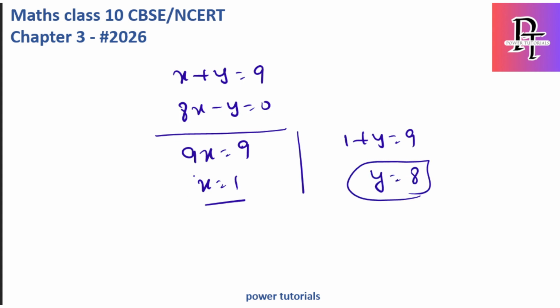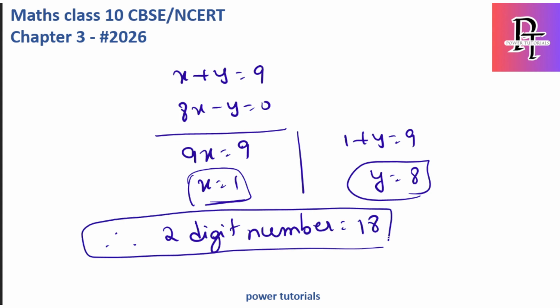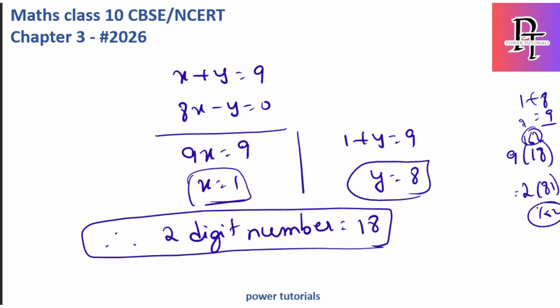So that 2-digit number is, therefore, 18. You can also cross check. Sum of digits is 9. 1 plus 8 is 9. Correct. 9 times this number, 9 times 18, is equal to 2 times the reverse. Let's cross check. 9 times 2 is 18, 9 times 8 is 72, 72 plus 9 is 81... 9 times 18 is 162. 2 into 81 is also 162. And so our values are correct.